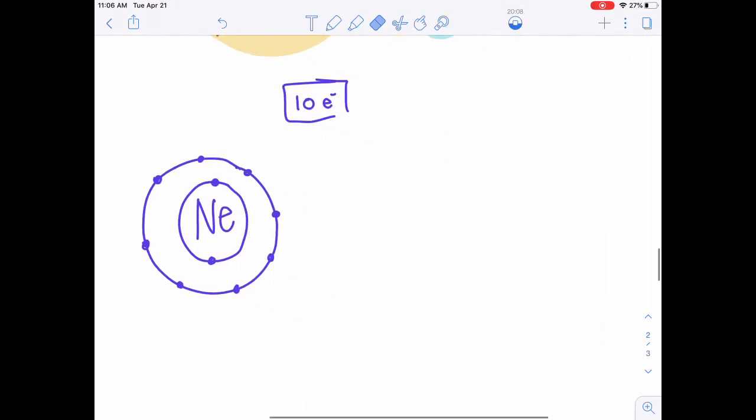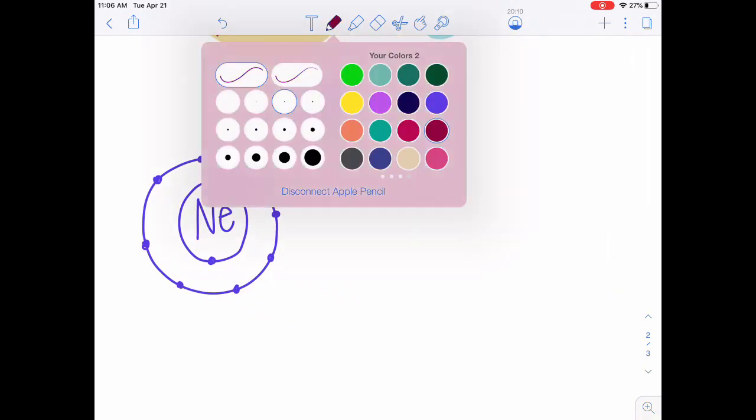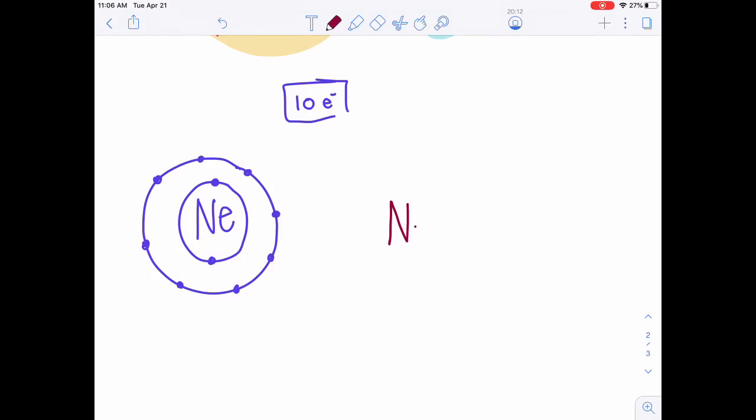I then can do the dot diagram. I draw its symbol and then 8 electrons. I'm only doing 8 because there's only 8 in the outer energy level. Valence electrons only. So there's 8 there, so I do 8 dots. Let's do one more example.